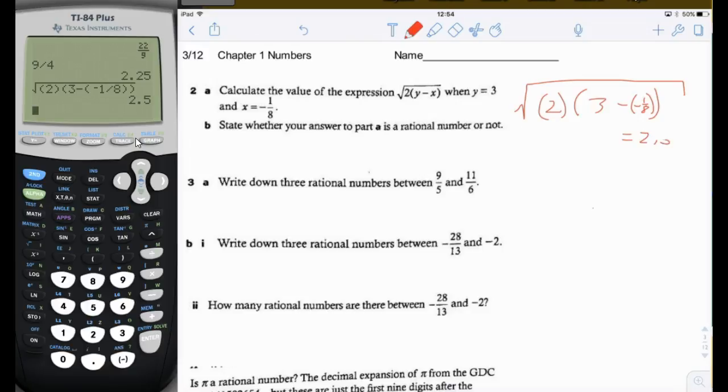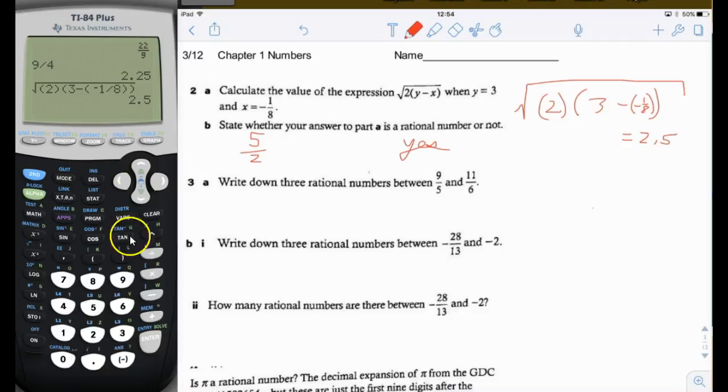State whether your answer to part 8 is a rational number or not. Yeah, 2.5 is a rational number, right? You could get it by doing 5 over 2. So yeah, it definitely is a rational number. Yes. Write down 3 rational numbers between 9/5 and 11/6.